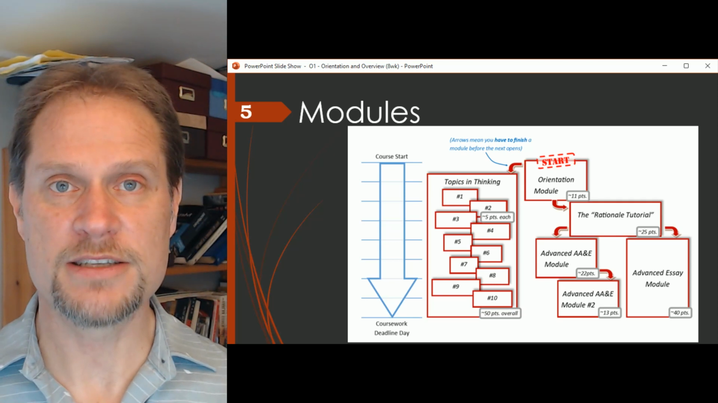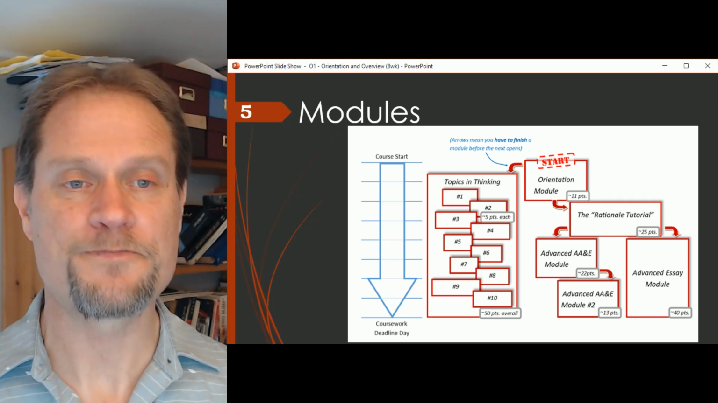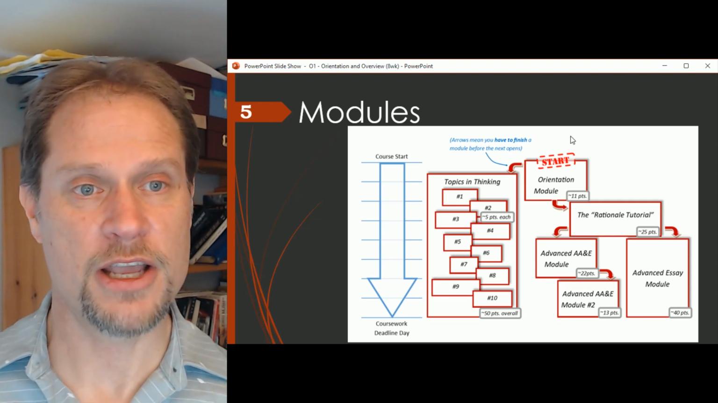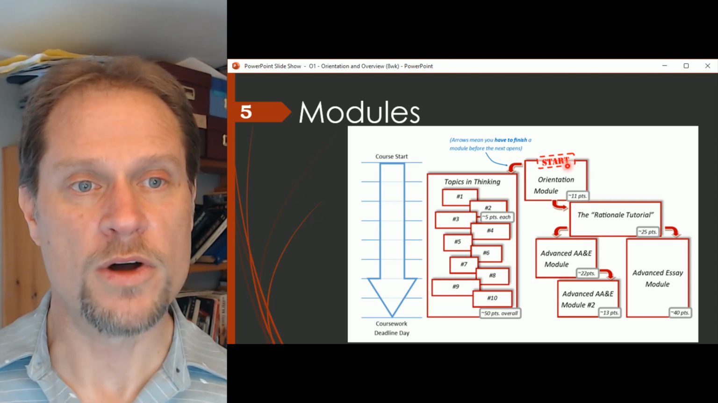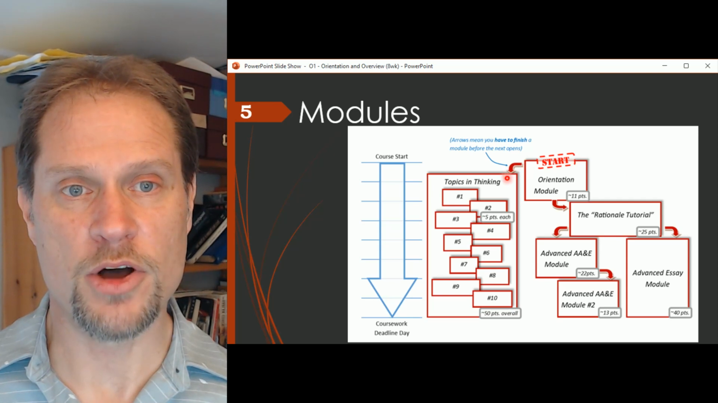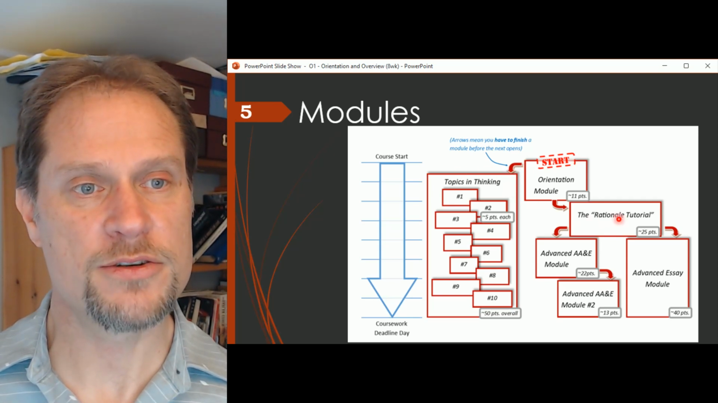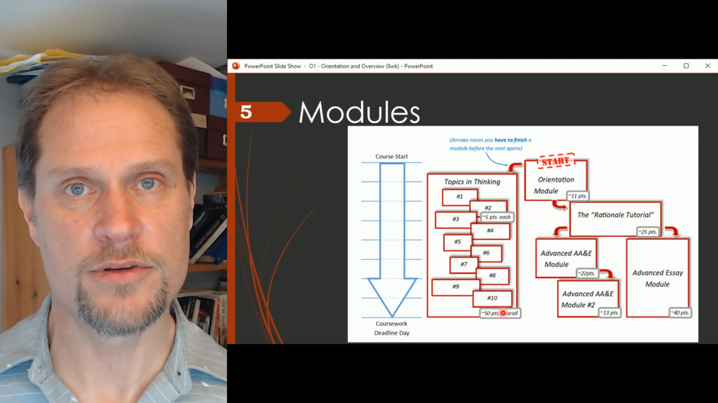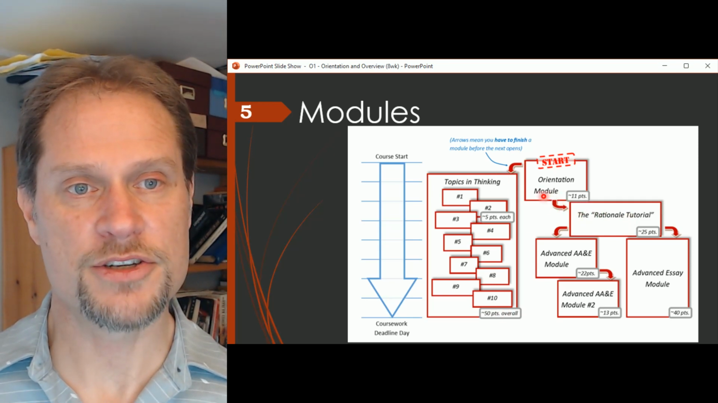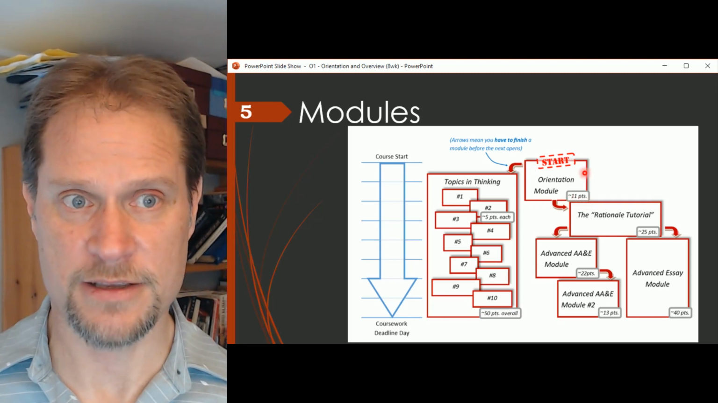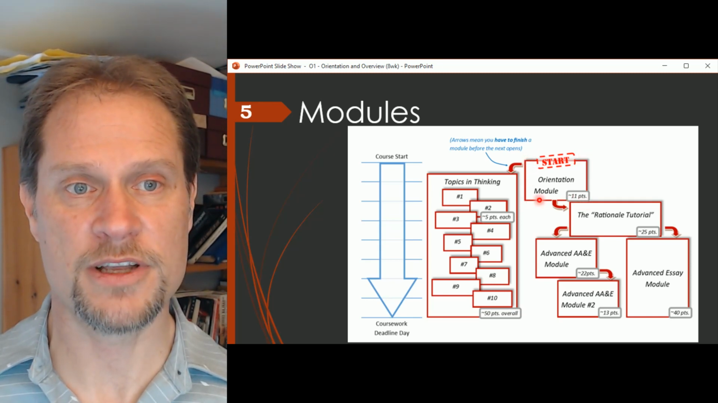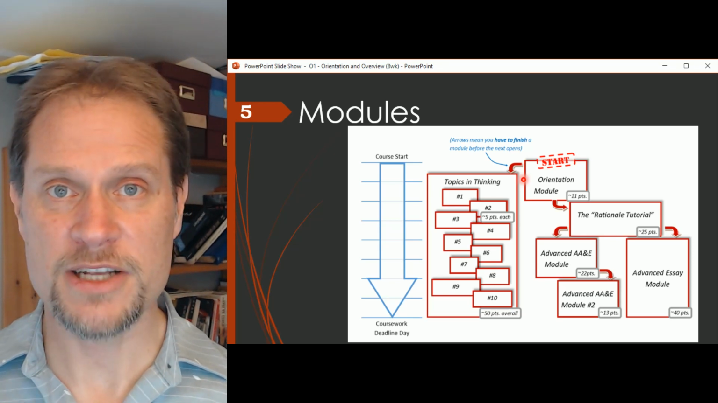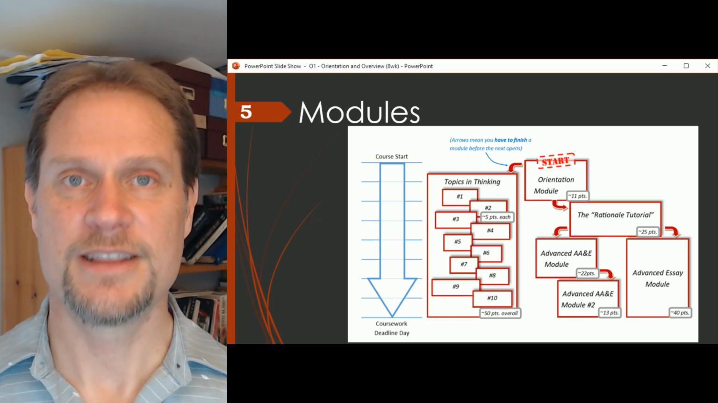And that's because I've constructed things so that you have to work through a module. Once you're starting on the orientation module here, once you work through this module, it will open up the topics and thinking module and the rationale tutorial module, and you can work your way through those. These arrows here show you if you do not completely finish everything in this orientation module, nothing else in this course will be accessible. So I mention that specifically because this is a self-paced course.